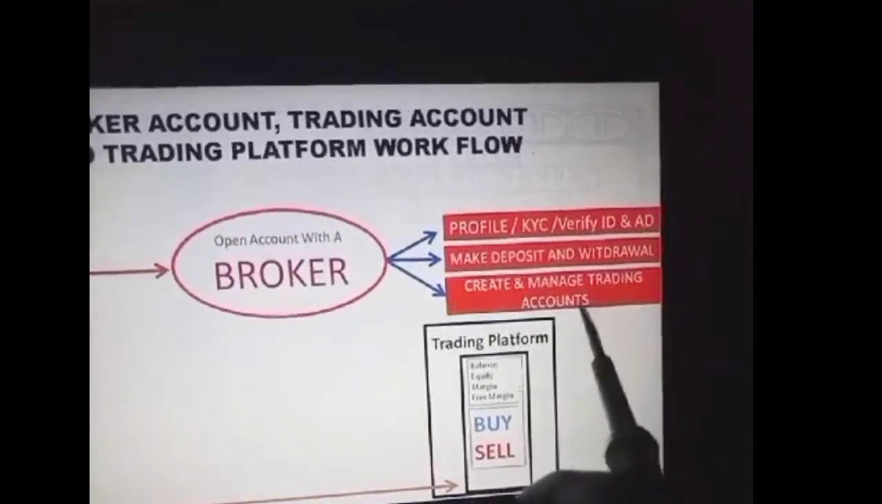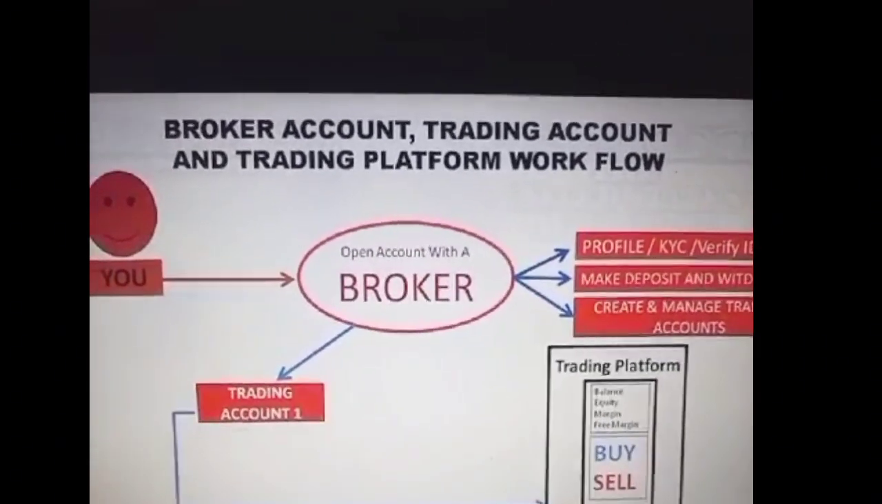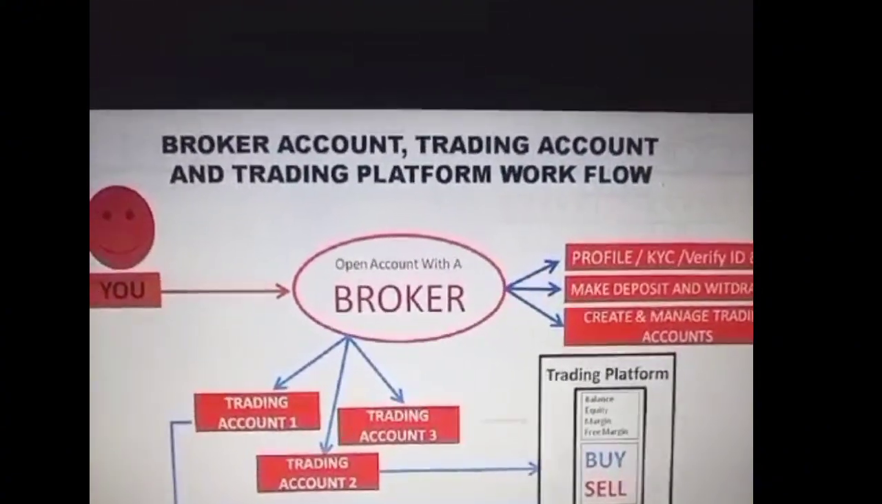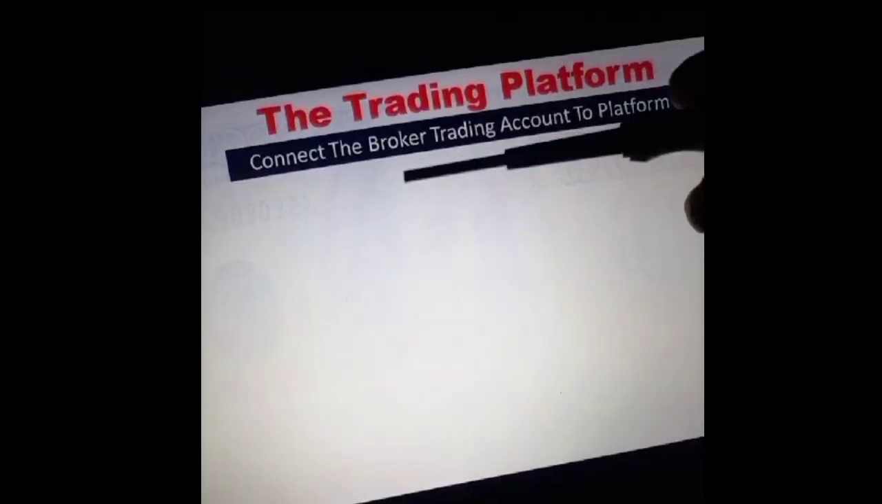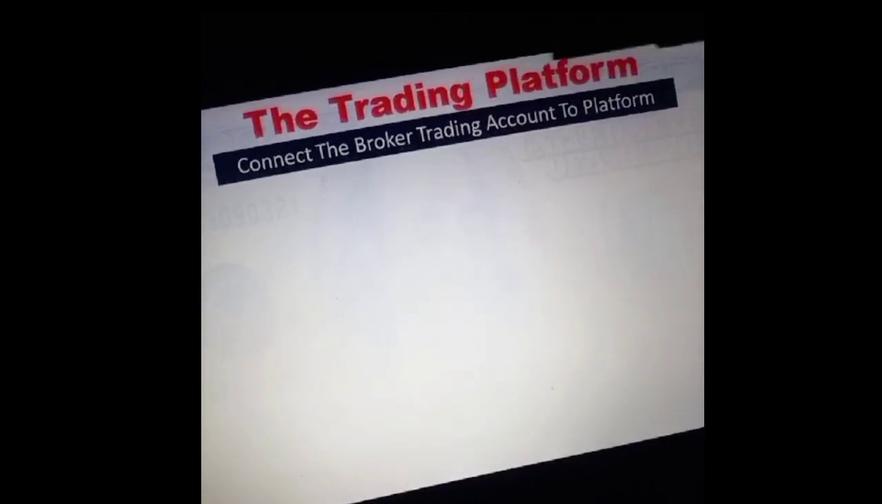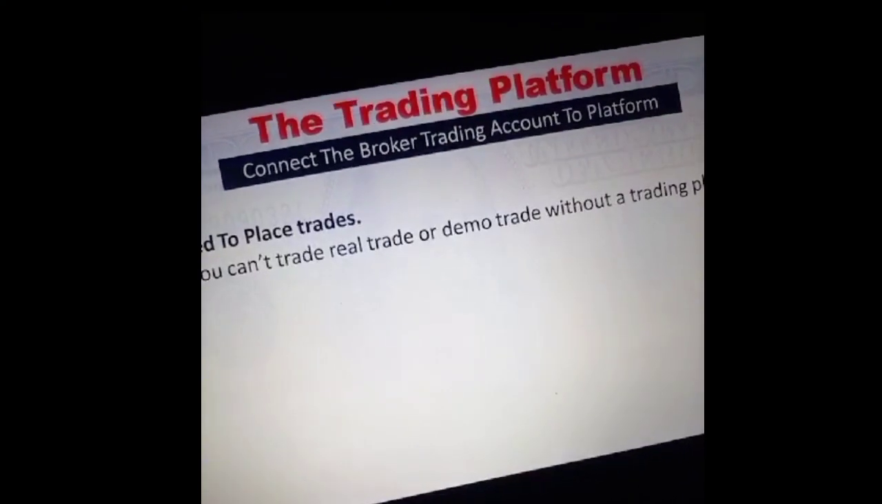Yes, trading accounts. You can create more than one. When you create the first one, you can connect it to the trading platform MT4, MT5. Okay, create another one, create another one. So you can create more than one trading account. A trading account needs to be connected to a trading platform. Without a trading platform, you cannot trade on your trading account.